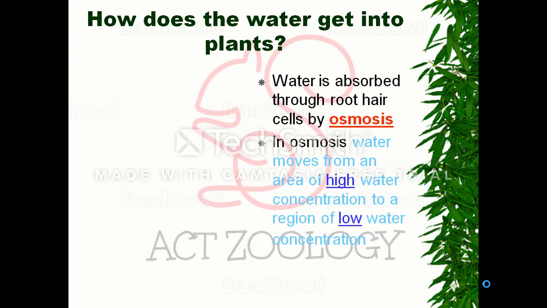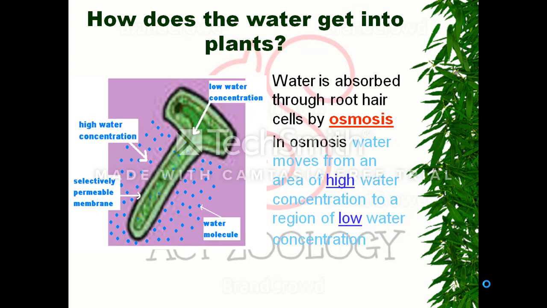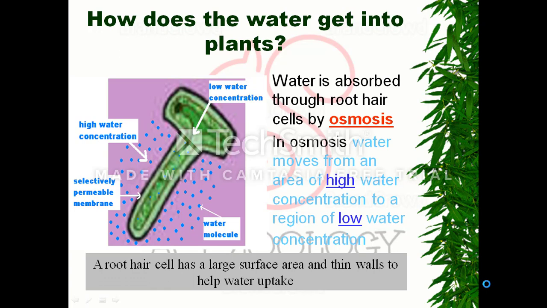How does the water get into the plants? Water is absorbed through the root hair cells by the process of osmosis. In osmosis, water moves from an area of higher water concentration to an area of lower water concentration. The process is called osmosis. A typical part of the root, that is the root hair cells, absorbs the water molecules by the process of osmosis. A root hair cell has a large surface area and thin walls to help the water uptake.